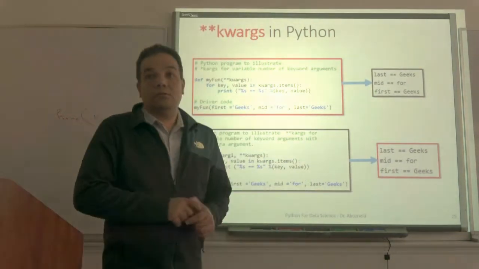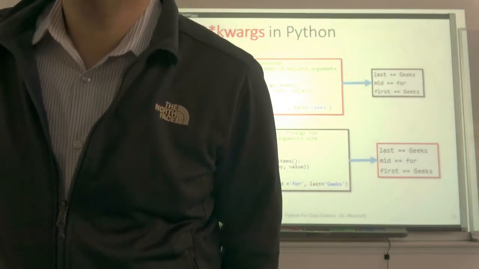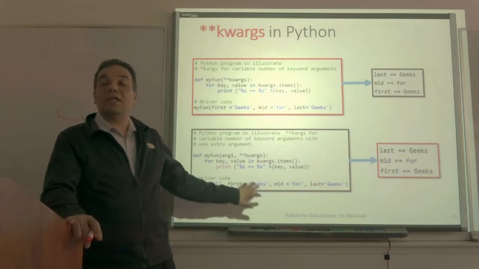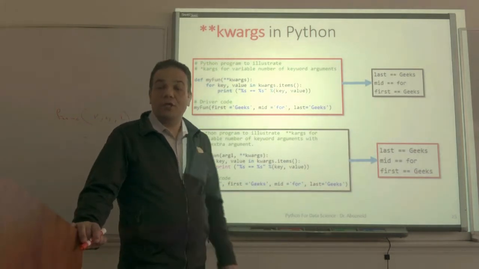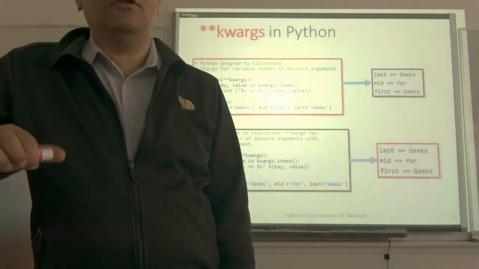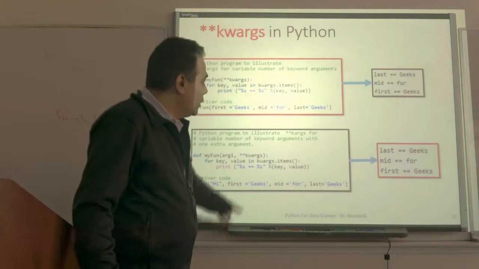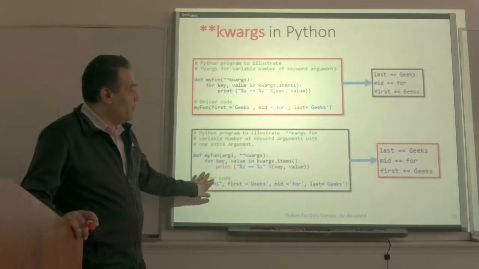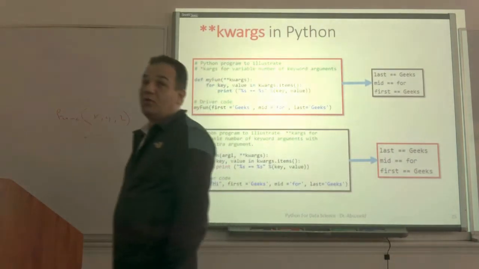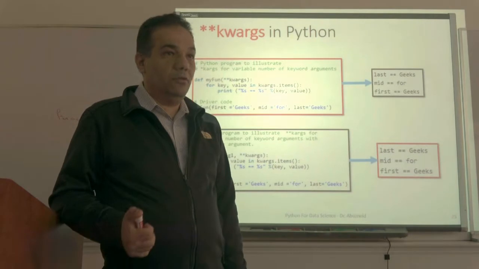All right? Yes? Why is it in the reverse order? Oh, yeah. So it does not guarantee, that's one thing. It does not guarantee, like a dictionary. Even when you deal with dictionaries, when you try to build a dictionary, there is no guarantee that you'll have it in order, always. That's the nature of a dictionary. Okay? But last will be geeks, mid will be four, first will be geeks, for example. It will be the right key and value combination, but not necessarily in order. Okay? That's how it is.